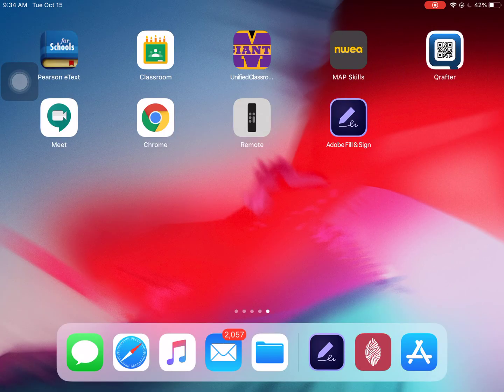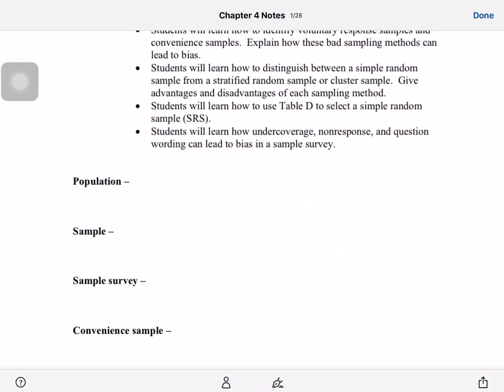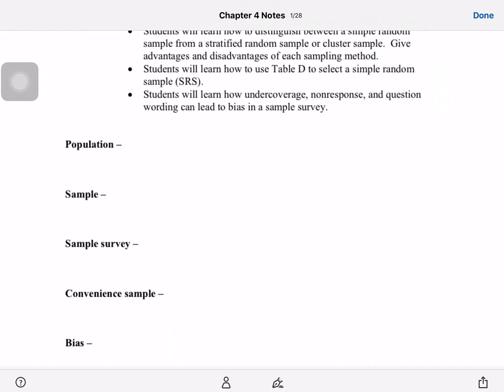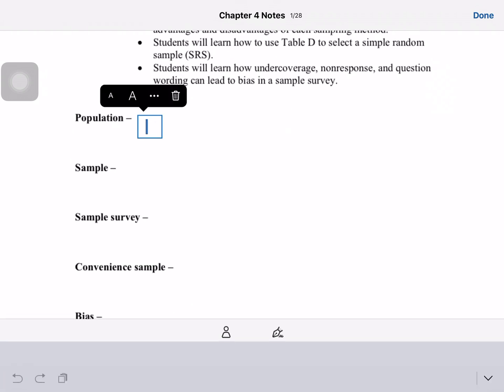Okay, good morning. We're going to go ahead and get started with the notes. You have your objectives here at the beginning of your notes, and this may be pretty rough since this is my first time doing this, but we're going to start with what is the population of a study.